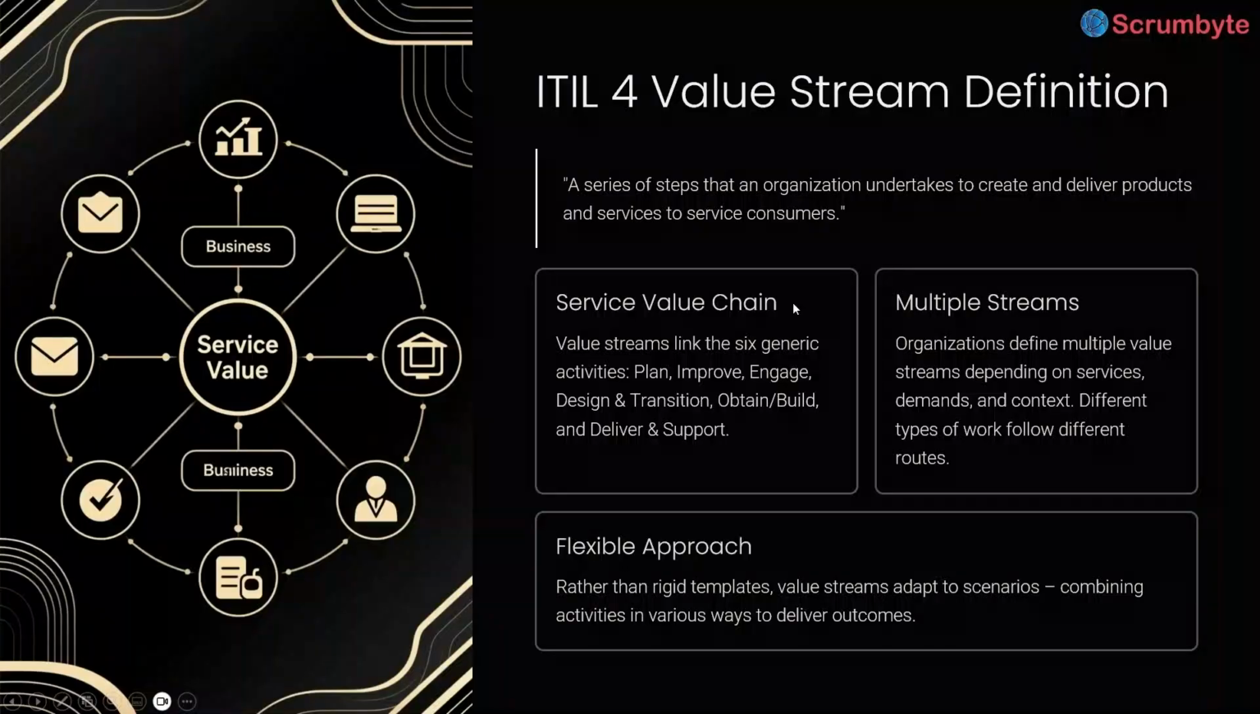So this service value chain, what exactly is it? There are basically 6 activities. First you need to plan, you need to improve, you need to engage, you need to design and transition the design. You have to build it, and finally you deliver it and you have to support it. Multiple streams are available. Organizations can define multiple value streams depending upon the services, demands, context, whatever it is. Different types of workflows follow different types of routes. So the whole idea is that you need to create these multiple streams.